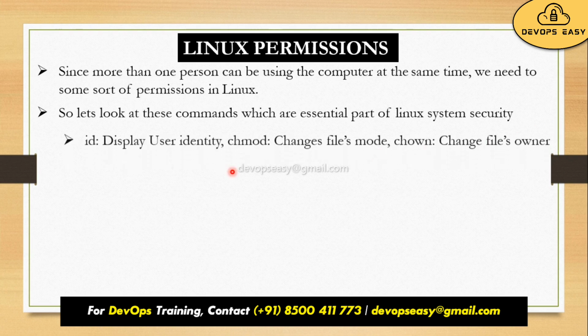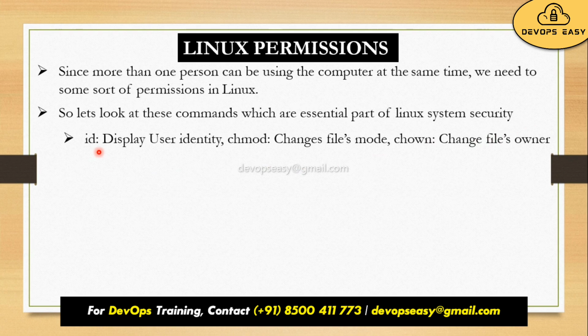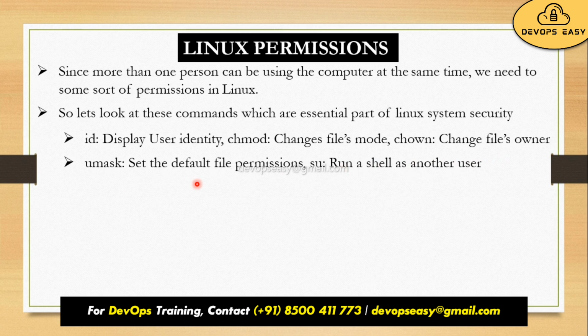Okay, id. What is this id? id will display the user ID. Whenever you enter id in your Linux operating system, it will display the user ID. chmod, change mode, will change the file's mode. chown will change the file's owner. umask will set the default file permission. So all these things we are going to do practically.